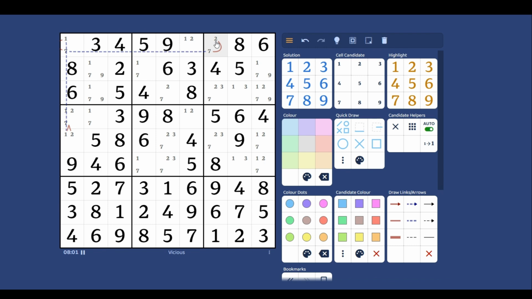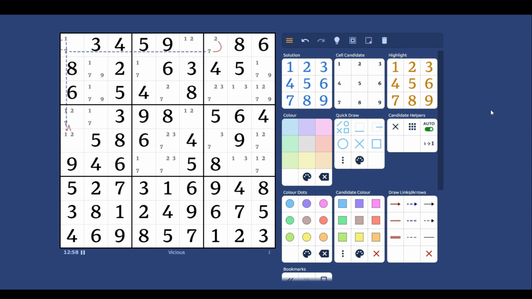So you'll notice that this starts and ends on the same digit, which is 2. Therefore, it's a type 1 AIC. And therefore, we could eliminate anything that sees both ends of this chain, which the only thing that sees both ends is this 2 right here. So we'll go ahead and eliminate that.